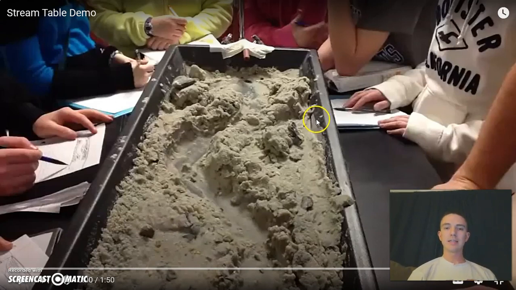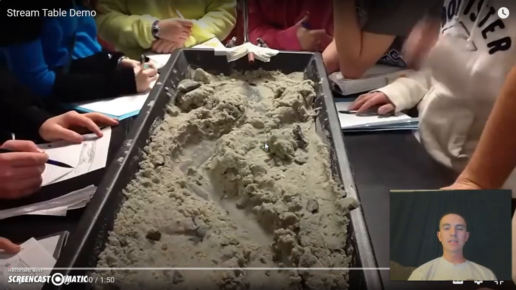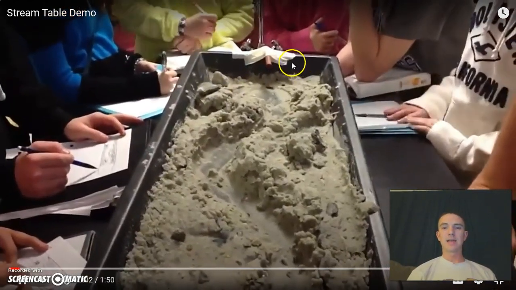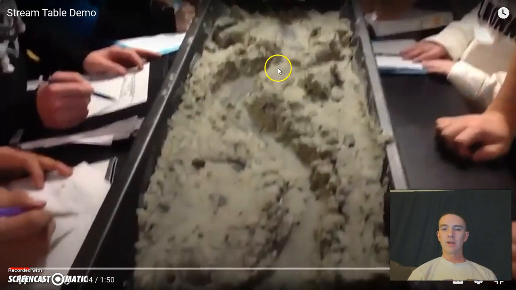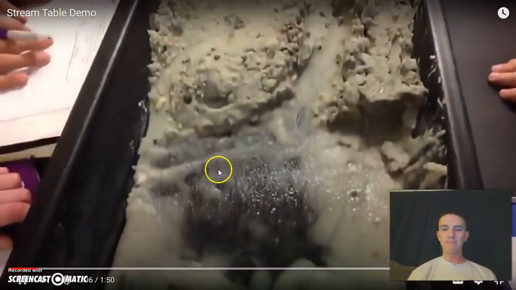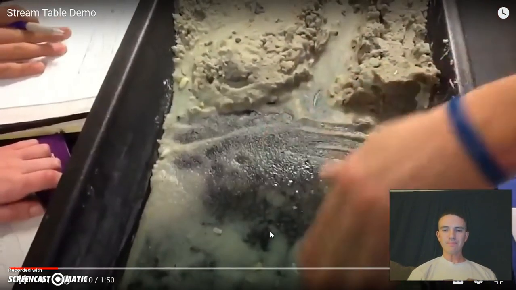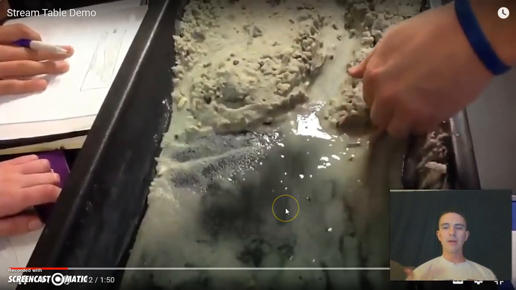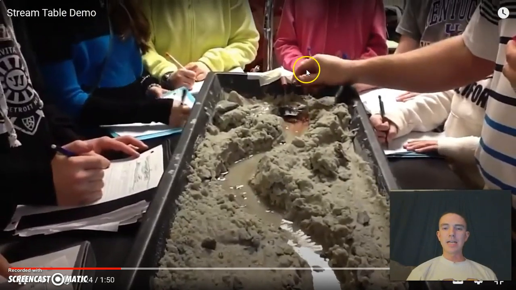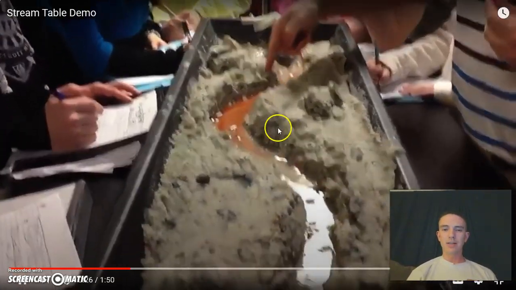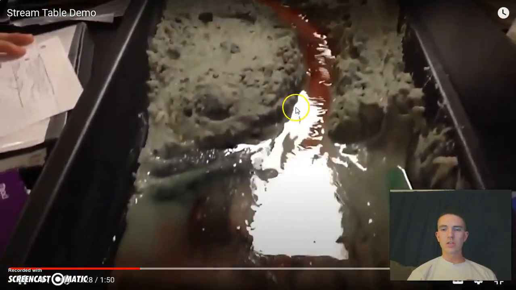So here is our sediment. In this case, it's clay-sized particles, sand, some rocks and some little mini boulders and pebbles. What you're going to see in the video is that the scientist is going to create this meander down here, and it's going to empty out into an ocean. As we let water flow, you're going to see how the water starts to erode the land.